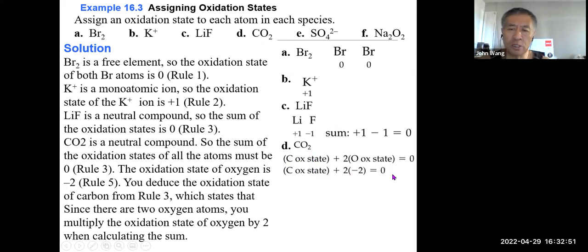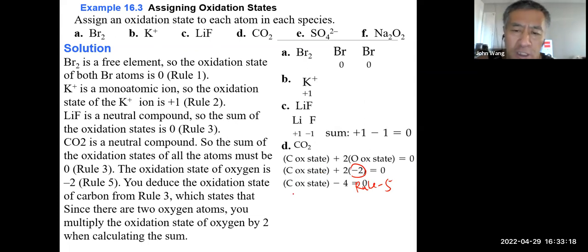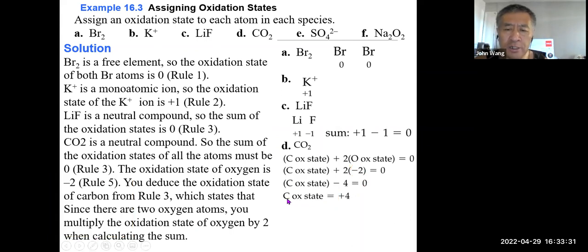So we have to go to rule 5. This rule 5 will give you some of those numbers. This -2 is from rule number 5 we saw on the last slide. Once we get one answer, we substitute that answer into the equation, then we come back to this equation and solve for the other unknown. So this is the other unknown. That's how we solve problems like that. You can see this is a simple equation. Therefore, we can get the carbon oxidation state equal to +4.